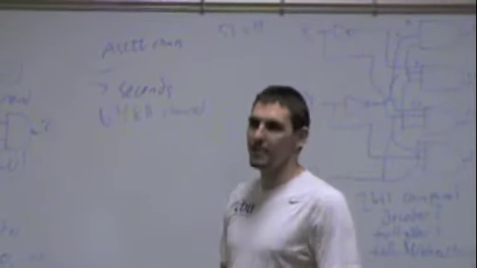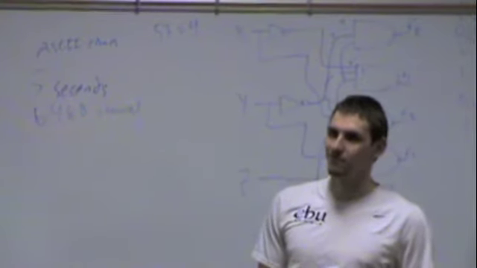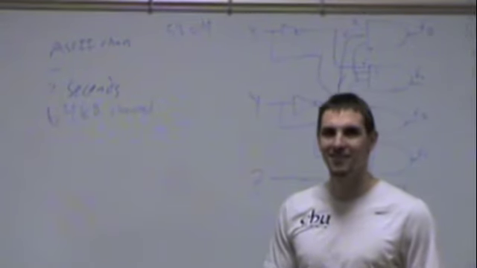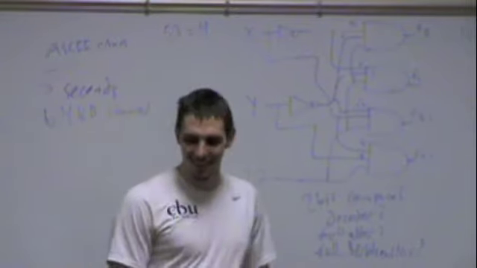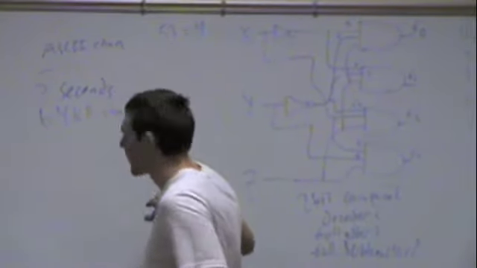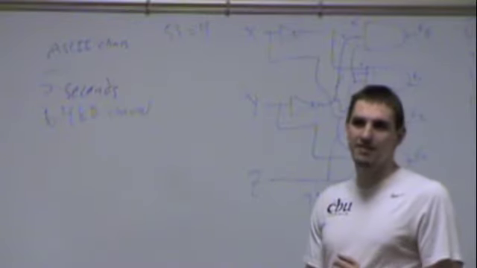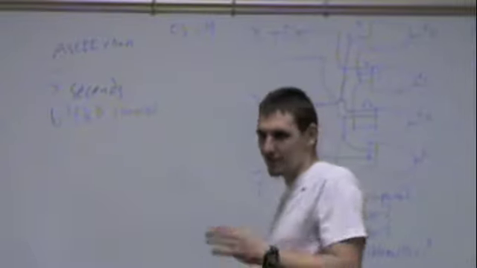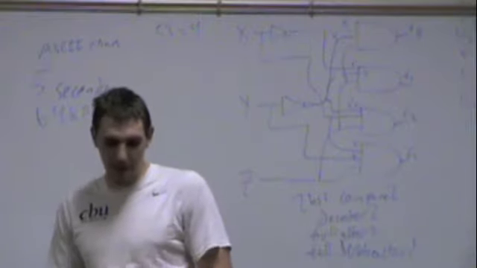Does anybody know how big off the top of their heads ASCII characters are? Jeremy, do you know that? No. Where'd Dylan go? He left. Okay, anyway, 4? I had to look it up. It's actually 7, or 8 because they include the parity bit, but for our purposes we're adding the parity bit later, so it's only 7. So it's 7 bits to represent an ASCII character.